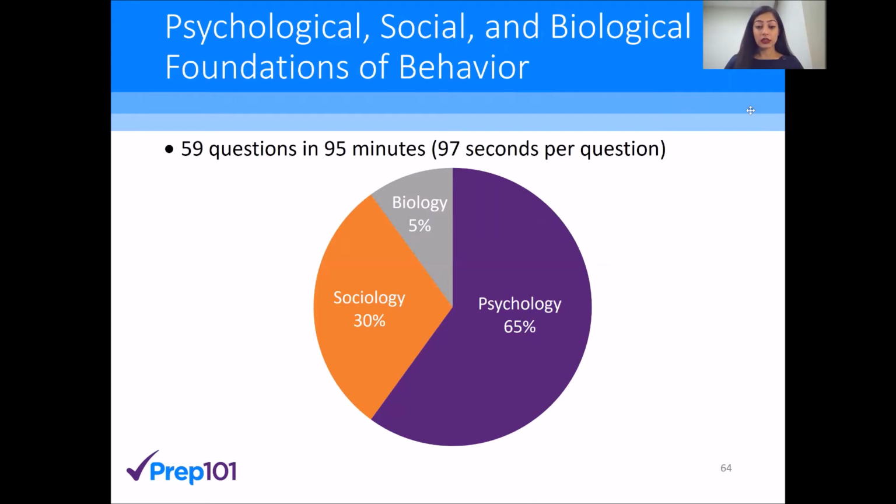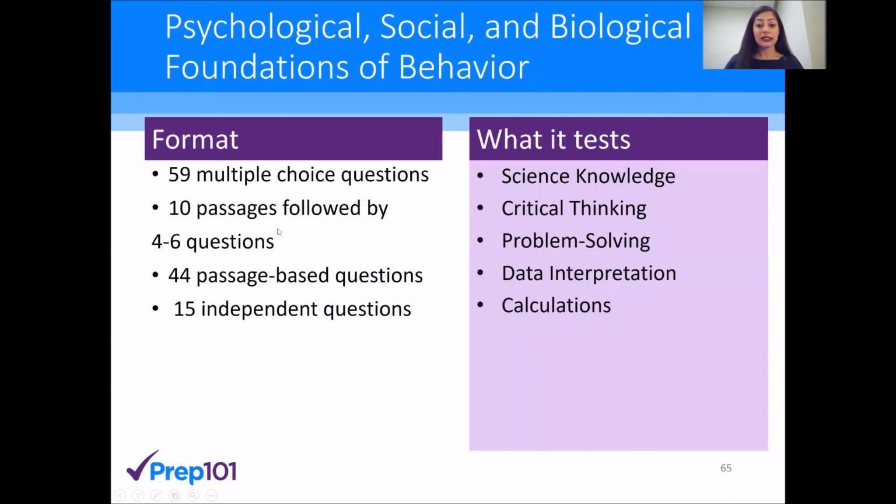The division of this section is as follows. It is going to be 65% comprised of psychology, 30% sociology, and 5% biology. Okay, the division is exactly identical to the other two science divisions. A 3-to-1 ratio between passage-based and independent questions, 10 passages, each followed by 4 to 6 questions. And it tests identical skills.